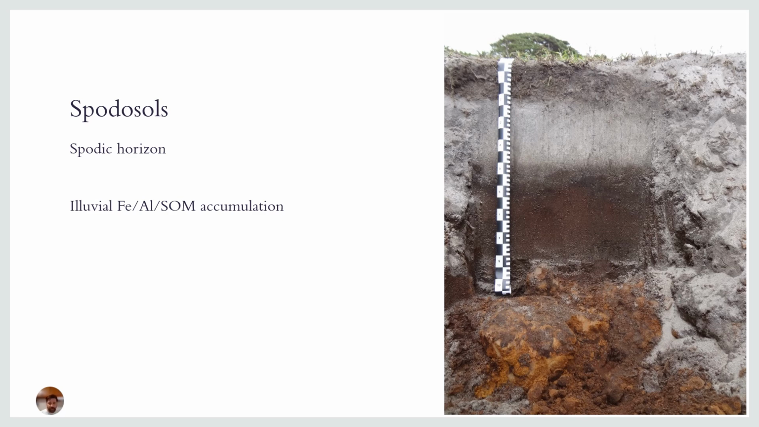This specific B horizon could follow all the criteria to be classified as a spodic horizon and eventually also classified as spodosols. In this case, we know that we have illuvial iron and aluminum oxides, and we also present soil organic matter accumulation by illuvial process, by translocation process, by the process that we call podzolization.